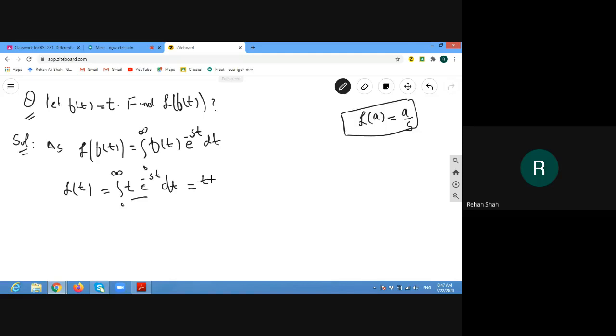You will write t and you will integrate e power minus st divided by minus s. If you remember, you will write again minus, you will put the limit first, because there is a limit. Then you will write the minus 0 to infinity, the derivative of this t, which is 1, and the integral of the second function, e power minus st divided by minus s, into d of t. This is actually integrating by parts.